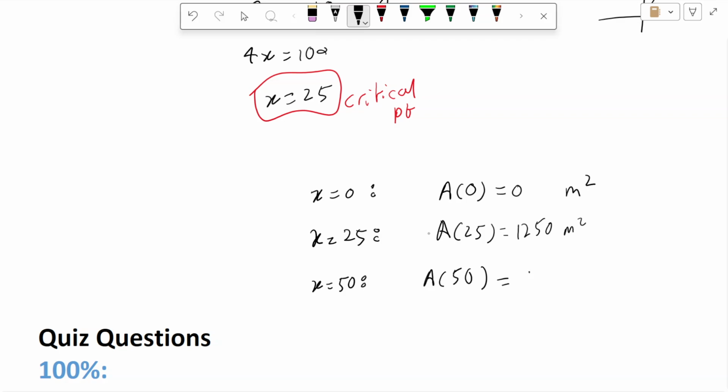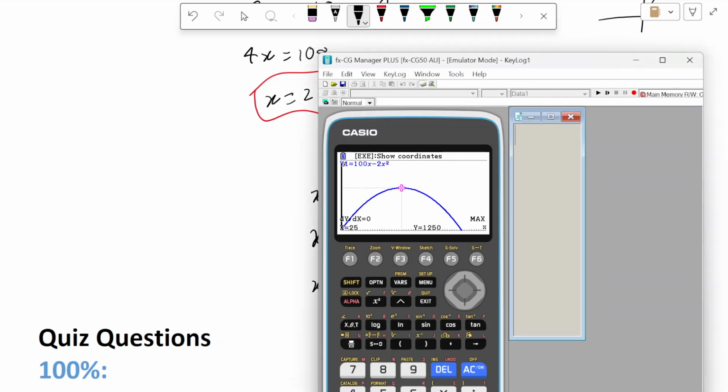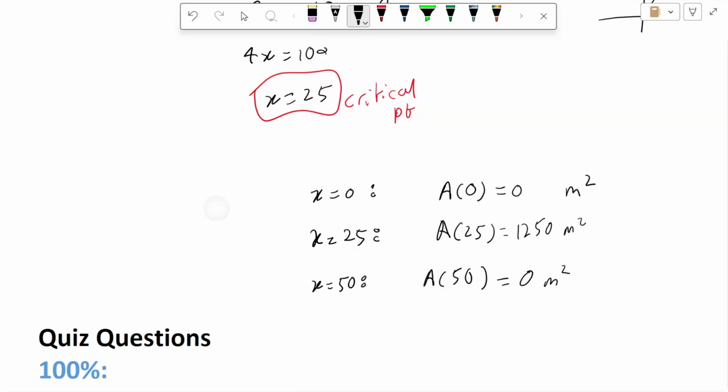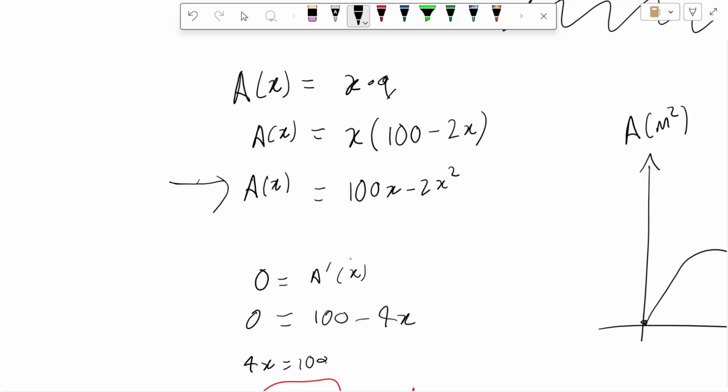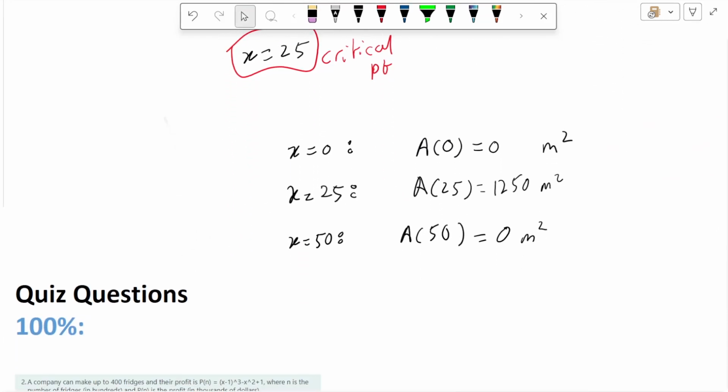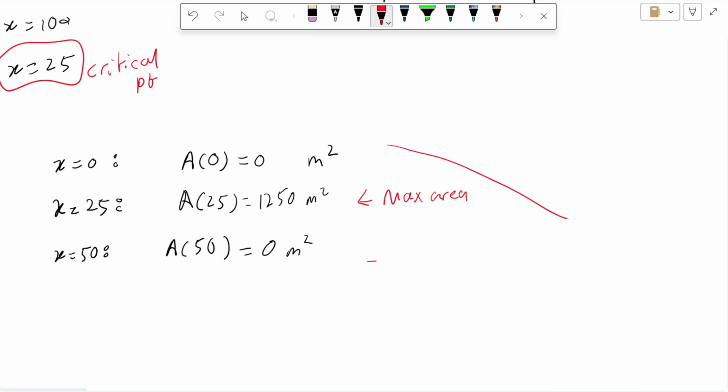The area at 50 is, let's see, 0. Now we probably should check that. So if I go trace and I type 50, I'm going to get 0. And if I go trace and I type 0, I'm going to get 0. And if you don't want to use trace, you can actually plug it back into that area formula there, and it should all work out. So I think it's hopefully clear enough that this is the max area possible.